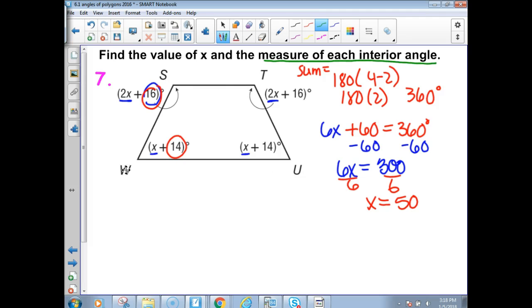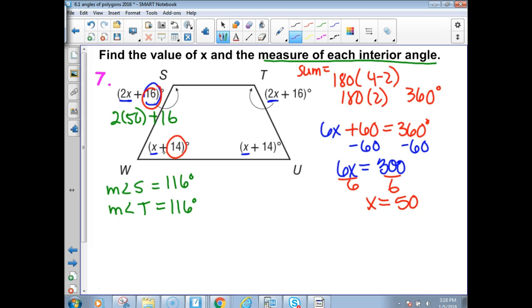Well, let's do S and T, because the measure of angle S is something, and it's equal to the measure of angle T. They're both the same because they have the same expressions on them. So we only have two calculations to do. So 2 times 50 plus 16, that's 100 plus 16, 116. So S and T are both 116. We're good? Did I go too fast on that concept?